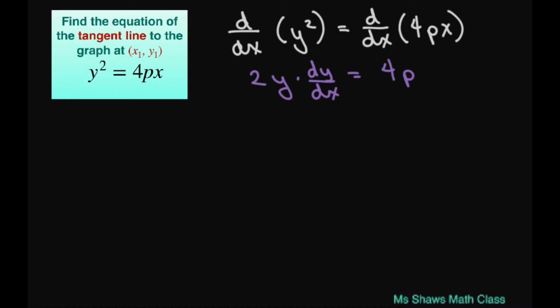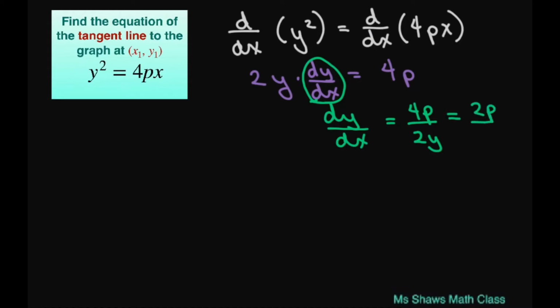Now solving for dy/dx, which is your slope, you're going to do dy divided by dx equals 4p divided by 2y, which equals 2p divided by y. And again, our y cannot equal 0 because it's undefined. So just make sure you write that down.